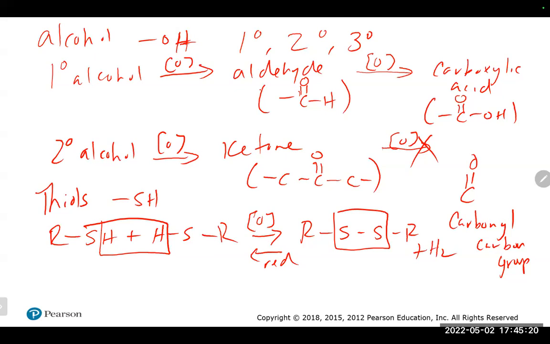We also finished up talking about ethers. Ethers have a functional group of carbon, oxygen, carbon, with the oxygen inserted in between the two carbons. So you will always have this run as the functional group for an ether.